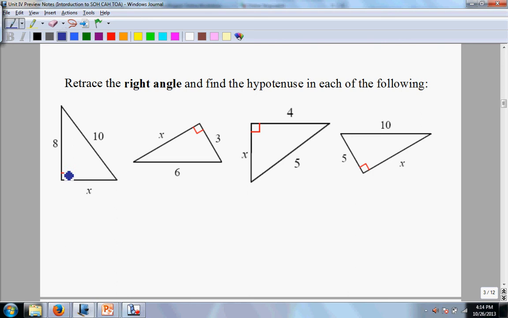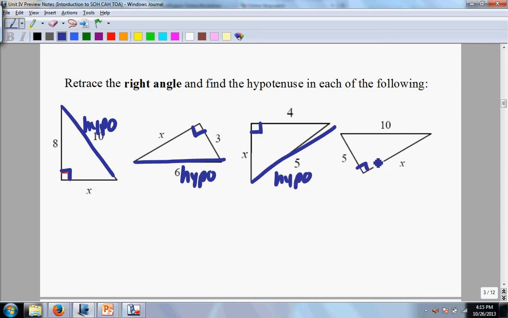Okay, let's see how you did. Here's your right angle. That would make 10 the hypotenuse. Here's your right angle here. That would make this side 6 your hypotenuse. Here's your right angle. That would make 5, in this case, your hypotenuse. And there's your right angle here, so that would make 10 the hypo. It's very critical you're able to identify the hypotenuse in any right triangle. Go back, review this as you need to.